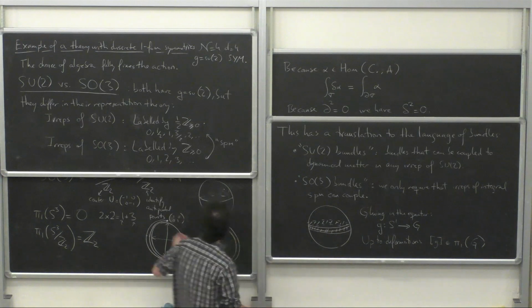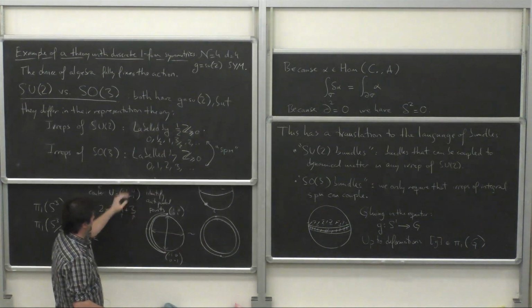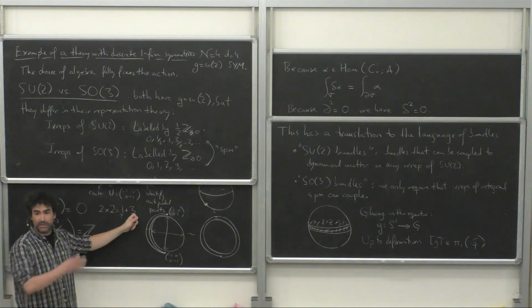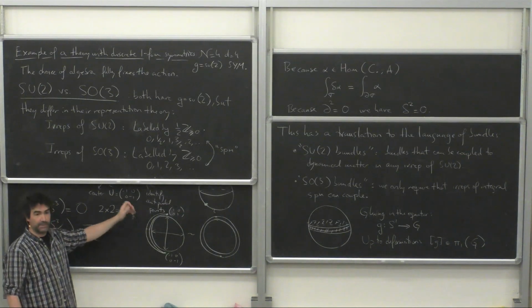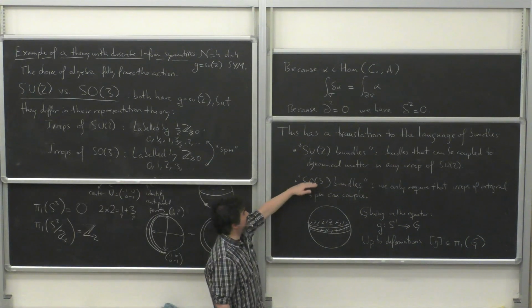So why am I saying all this? Because in n equal to 4, all my dynamical stuff is in the adjoint, or more generally in representations of integral spin. So I can choose if I couple my theory to SO3 bundles or to SU2 bundles.